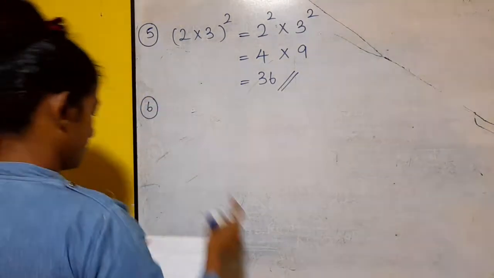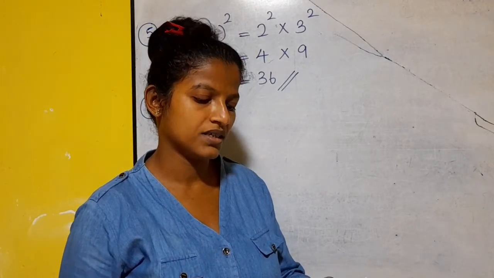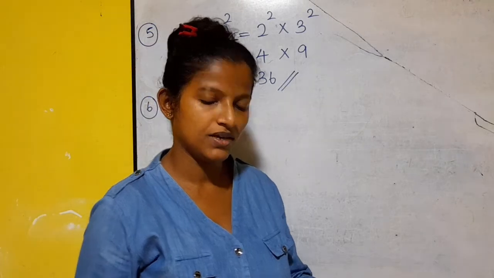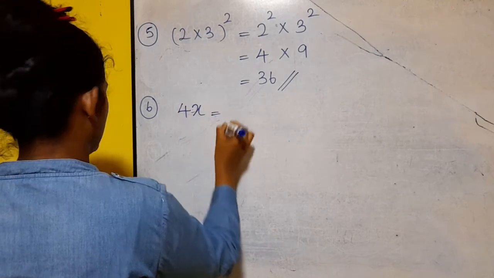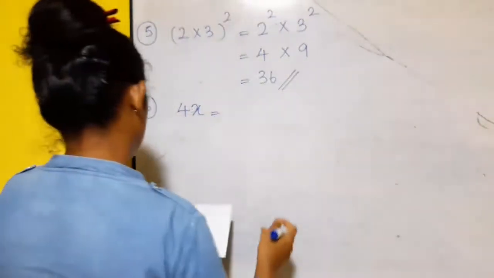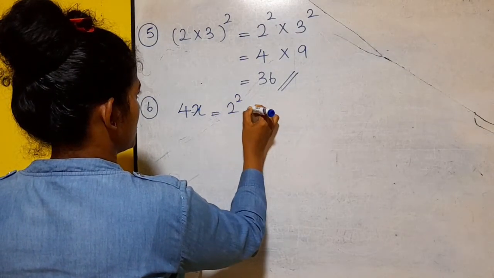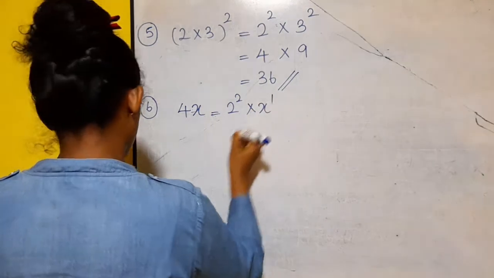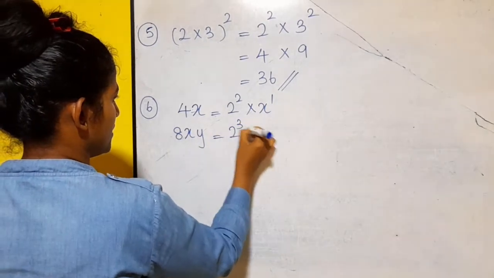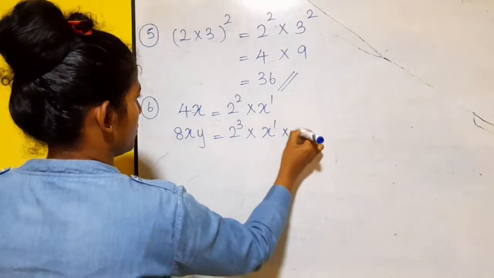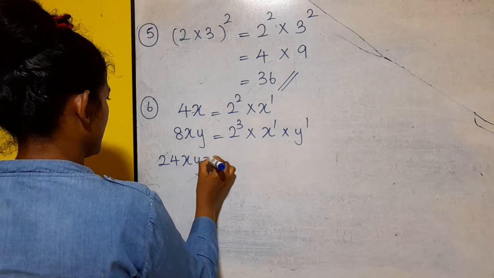Question number 6. Find the highest common factor of 4x, 8xy and 24xyz. First we will write 4x as a product of factors here. This can be written as 2 to the power 2 into x to the power 1. Then 8xy can be written as 2 to the power 3 into x to the power 1 into y to the power 1. 24xyz.